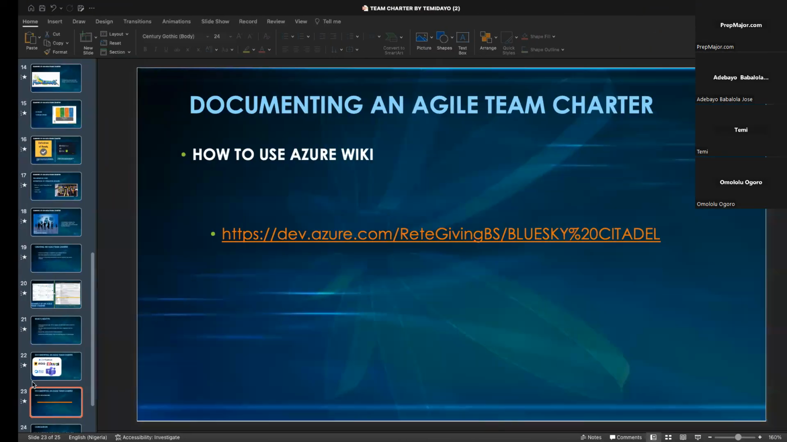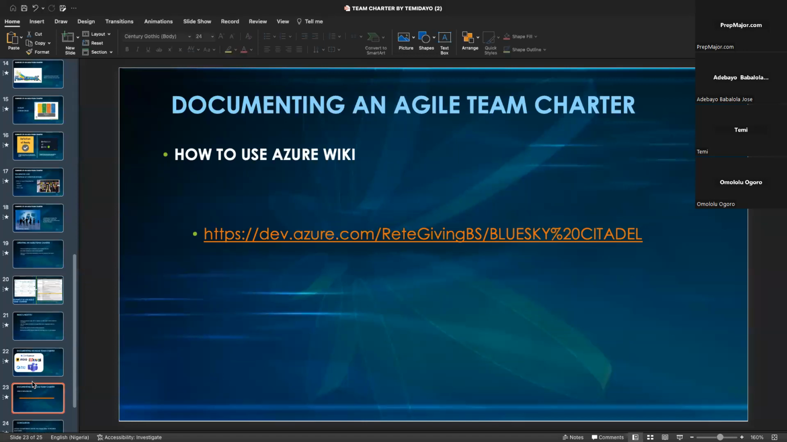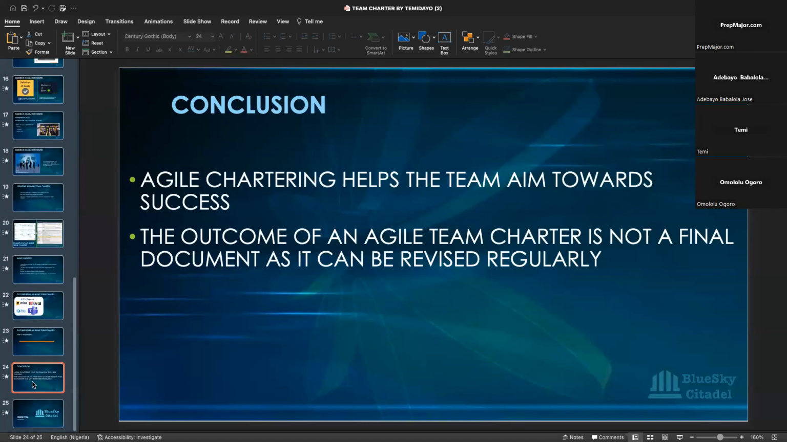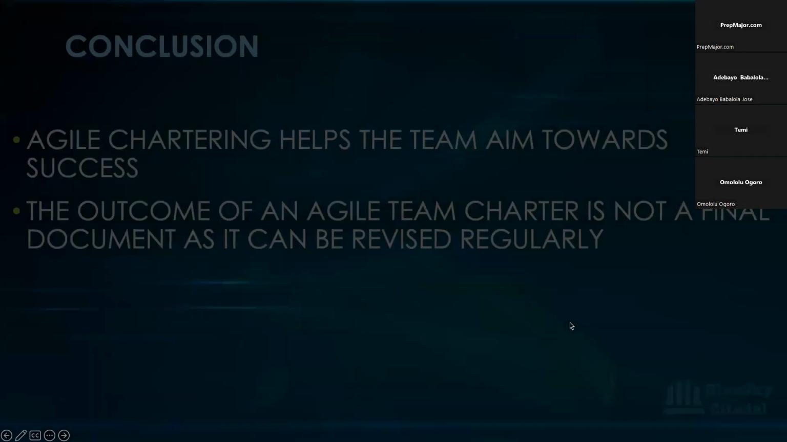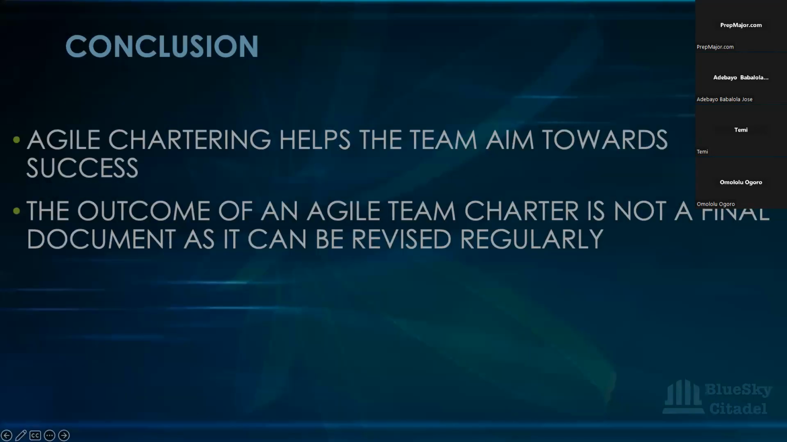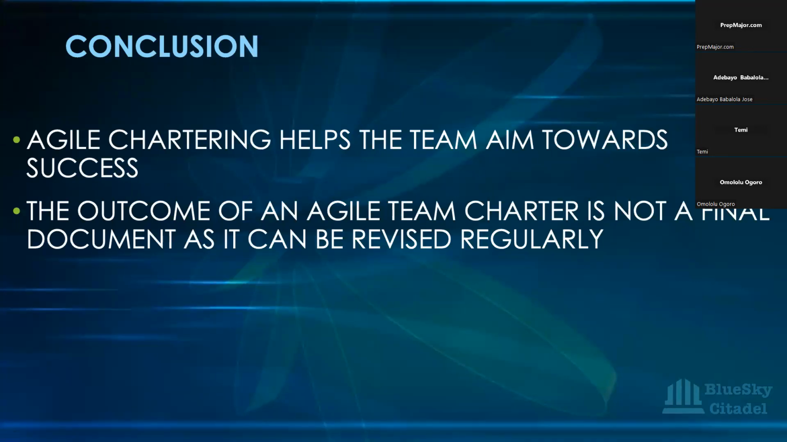Conclusively, I think I've taken 13 more minutes. The agile chartering just helps the team to aim towards success. They come together to share their views regarding the team's purpose, the alignment, the context, and also help to revisit and adjust their ways of working if need be. So the outcome of an agile chartering discussion or a workshop is not a final draft.